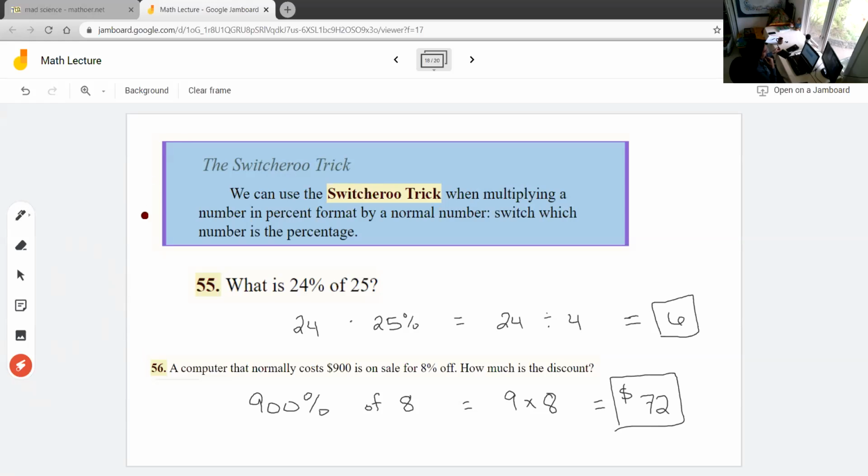So not the most important thing, but keep it in the back of your head maybe. I think there's a homework problem to help stick it in your head. Anytime you are multiplying, you can switch which number has the percent. When you're multiplying a number in percent format by a normal number, you can switch which one is the percent. And that again is because percent just means times 1 over 100, and I can do that in any order when I'm multiplying three things.